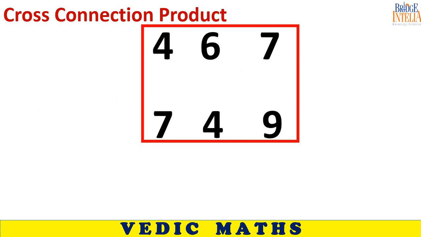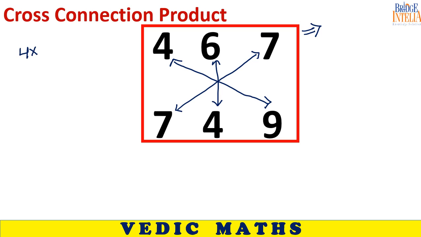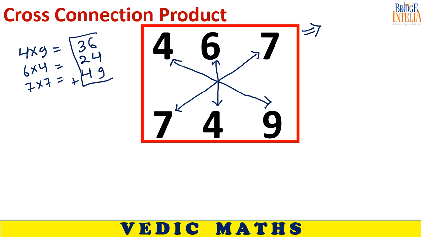Let's find the cross connection product of these six numbers, or three columns of numbers. Make connections carefully. Connect 4 and 9, connect 7 with 7, and 6 with 4. You have connected 4 and 9, so 4 into 9 is equal to 36. You have connected 6 with 4, so 6 into 4 is equal to 24. Then you have connected 7 with 7, so 7 into 7 is equal to 49. For the cross connection product, you have to add them up.